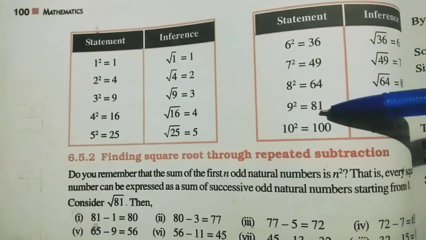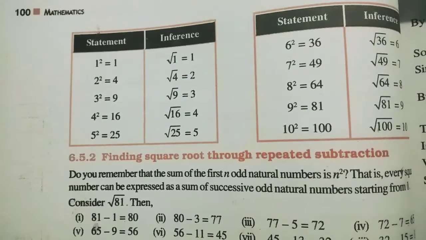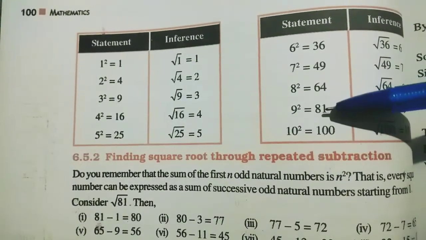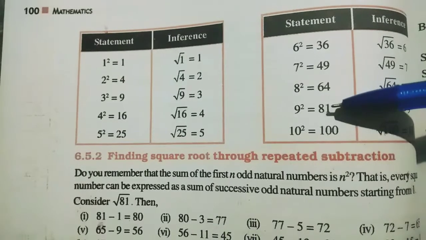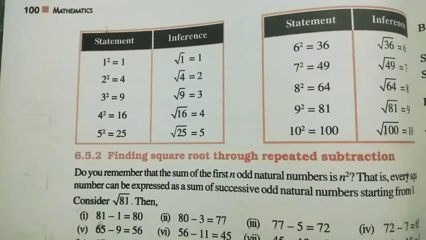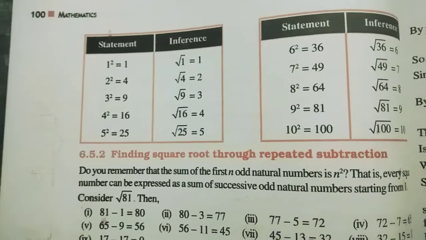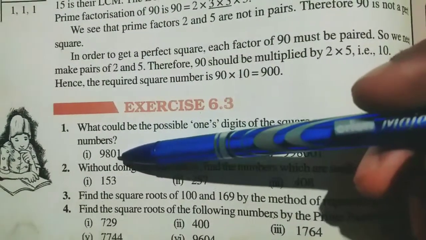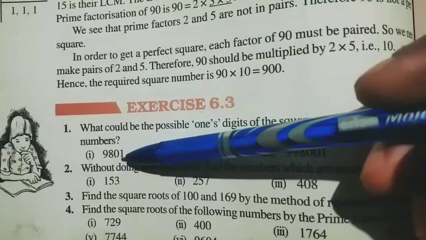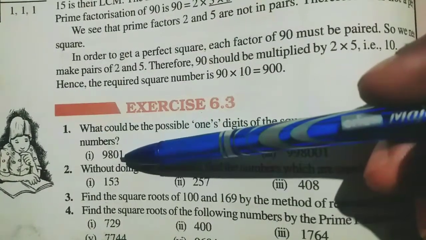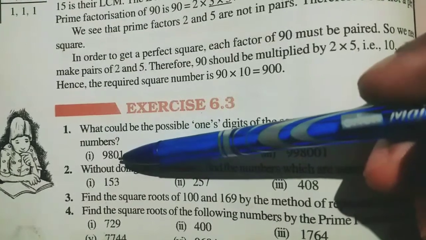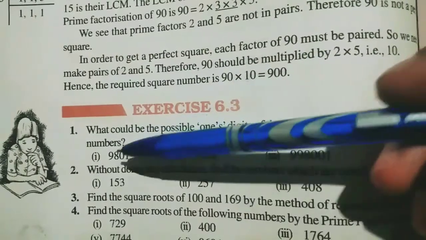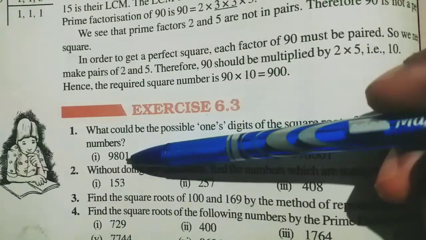So that means there are two cases, 1 and 9. When we square 1 and when we square 9, we get 1 in the ones digit. Understood? So in this number 9801, 1 is there. That means there are two possibilities. When you find the square root of this number, the unit digit will be 1 or 9. What could be the possible ones digit of this square root? 1 or 9.